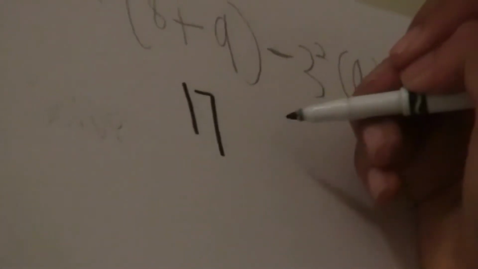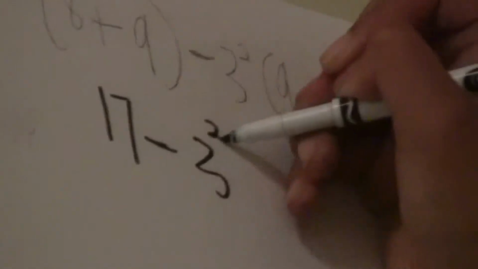So let's start off with an example. It says solve 8 plus 9 minus 3 squared times 9. So remember, when you're solving a problem, you go left to right. So first, in PEMDAS, we have the parentheses. You have to do it in order. So 8 plus 9 is 17, and you have to always rewrite the problem, like I said before. Times minus 3 squared times 9. So then 17 minus 3 squared times 9.